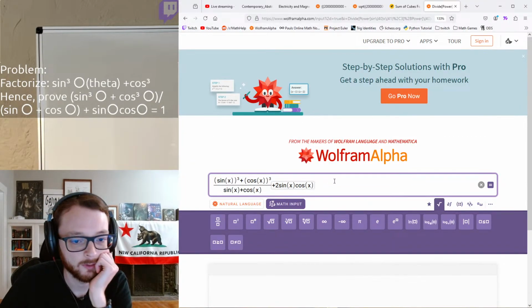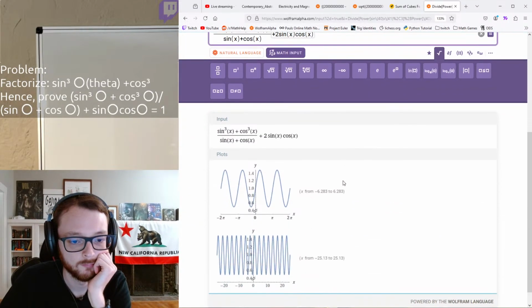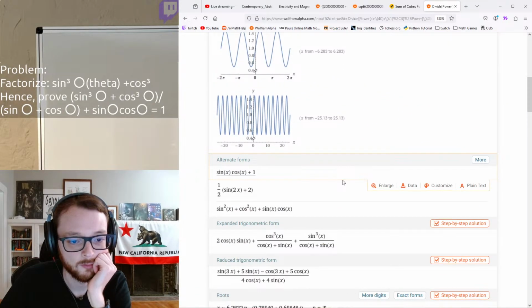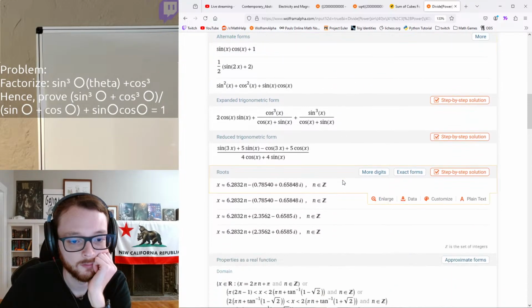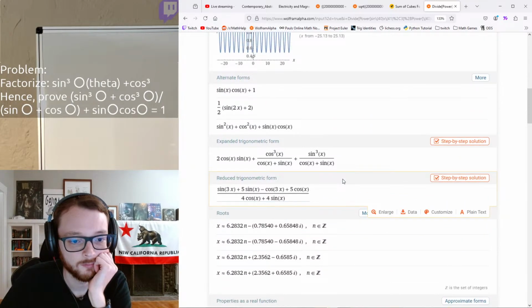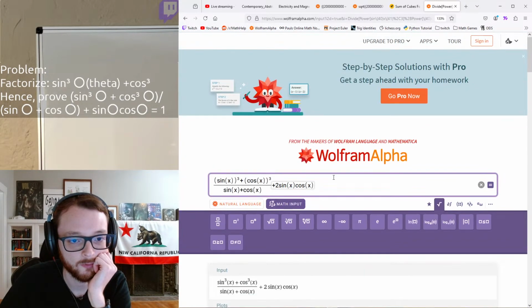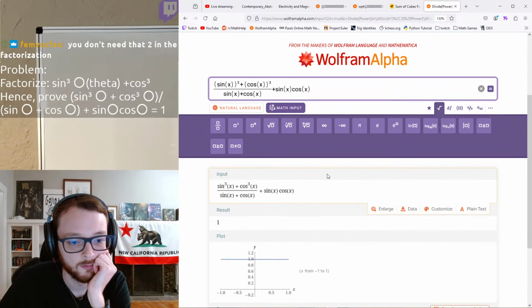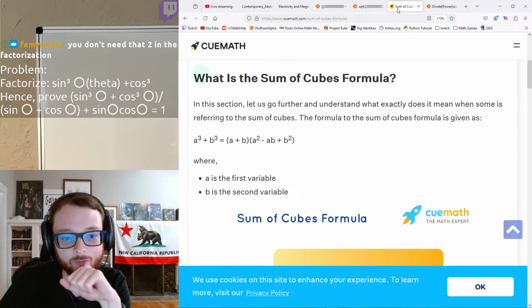See what Wolfram Alpha gets with us. It should find that it... Oh, what? Why is this not equal to 1? Did I make a mistake? Maybe I did make a mistake. If I take out the 2 here... Ooh, I made a mistake. I don't need the 2 in the factorization?